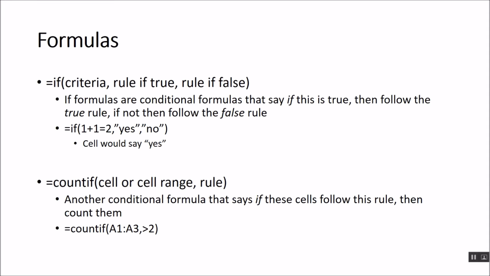If A1 through A3 was numbered 1, 2, and 3, well then you would only have 1 responded because only one of those is greater than 2. So this is just another conditional formula that says if these cells follow this rule, then count them. And we're going to use this to count pluses and minuses, so it'll be really important for that.